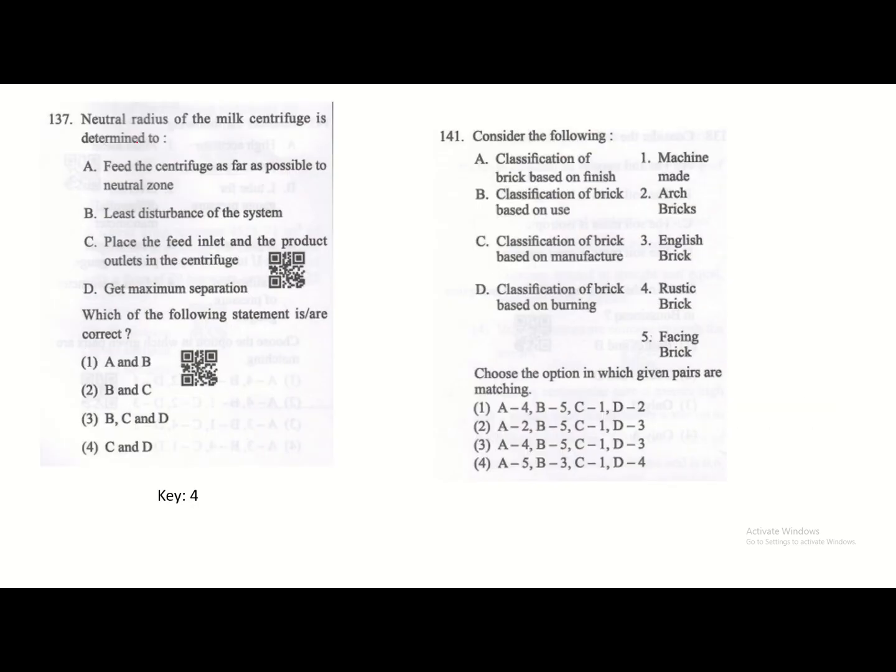Next, neutral radius of the milk. This is a product question from milk and its products. So the answer is C and D. That is the place of the feed inlet and the product outlet of the centrifugal pump to get the maximum separation. So the answer is C and D.